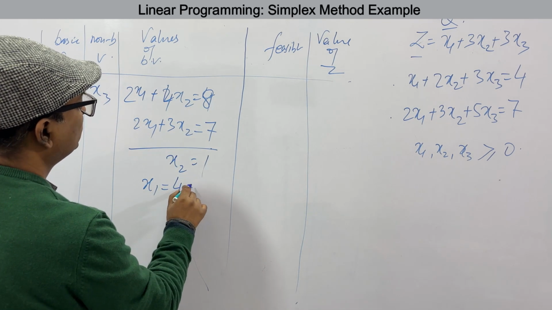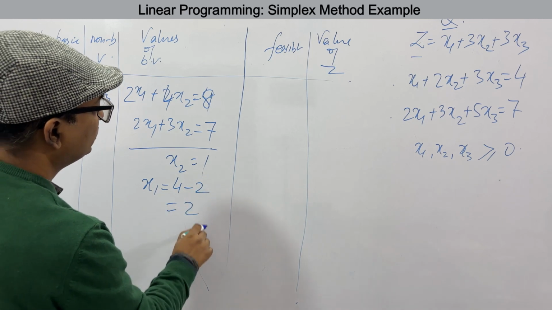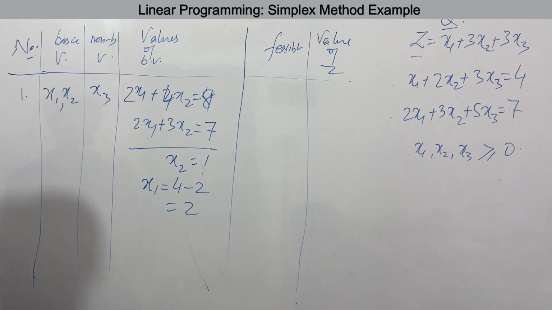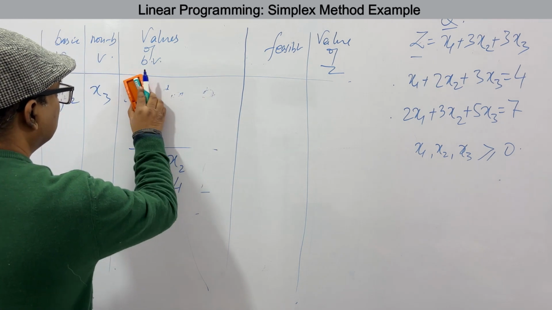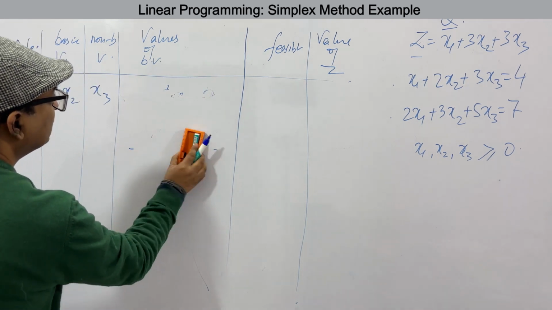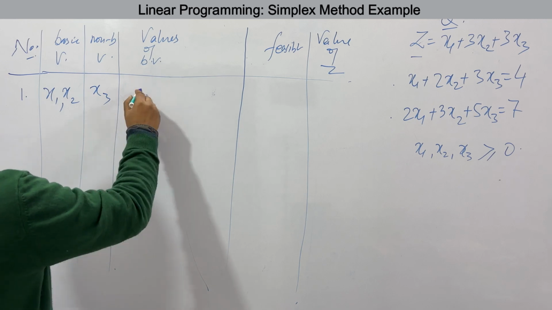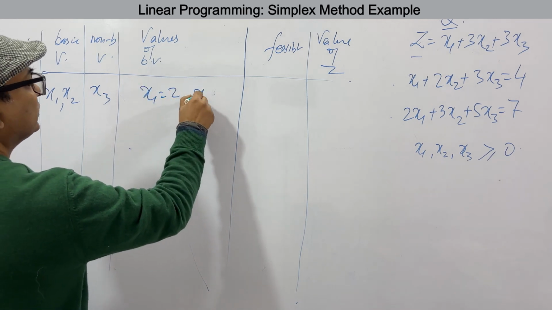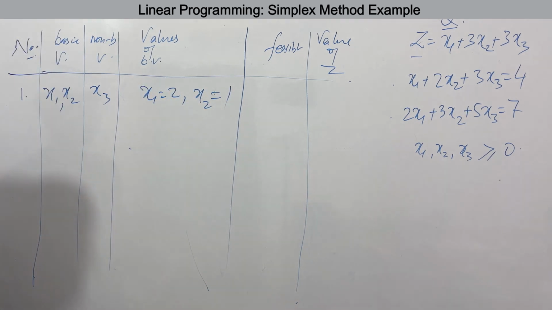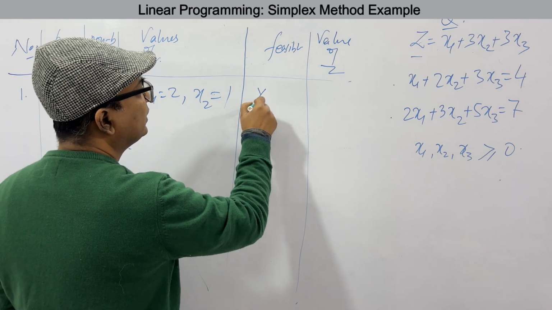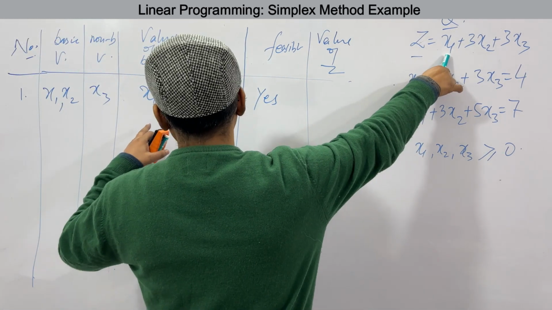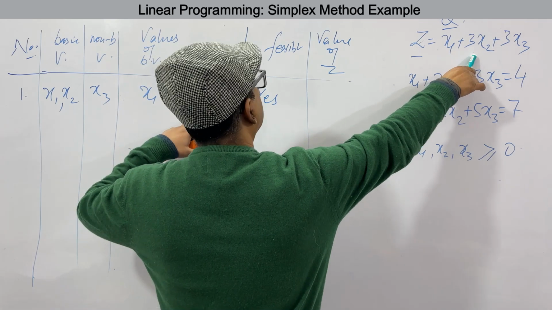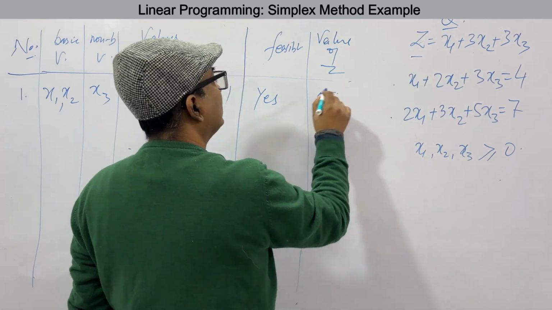So when x2 is 1, our x1 will be, we had x1 equal to 4 minus 2x2. So this is 2. Okay. So x1 is 2, x2 is 1. So I'm writing it here. x1 is equal to 2 and x2 is equal to 1. This is the first basic solution. Obviously this is feasible. What will be the value of z? x3 is 0. Z is here. So see, 2 plus 3, that is z is 5 here.